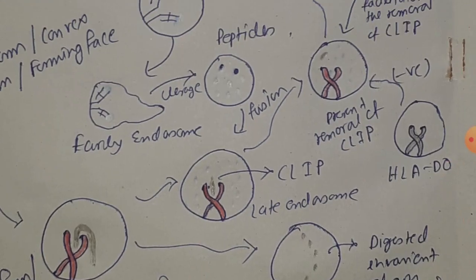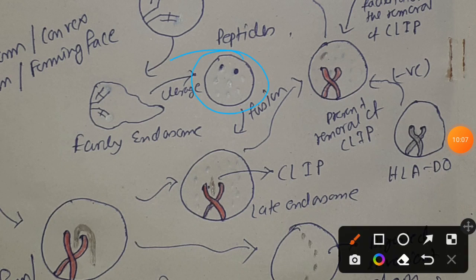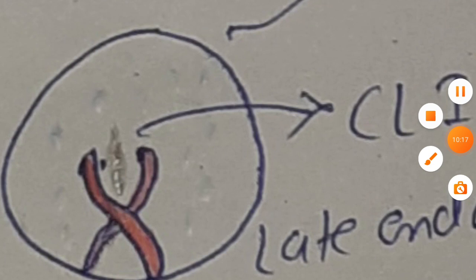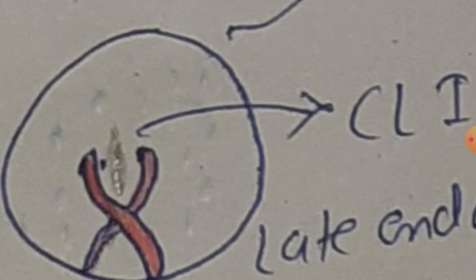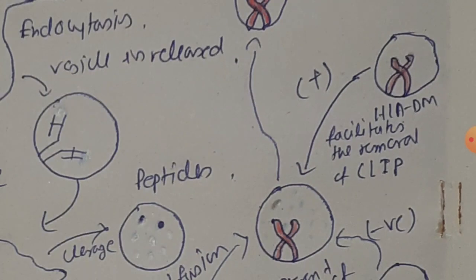Now what will occur? This peptide containing vesicle and this one are going to fuse. And as a result, peptides are also there, but remember this peptide binding groove is already blocked with a clip, right? So the clip has to be removed so that the peptides can bind at the peptide binding groove, right? Now remember, here two proteins are going to work.